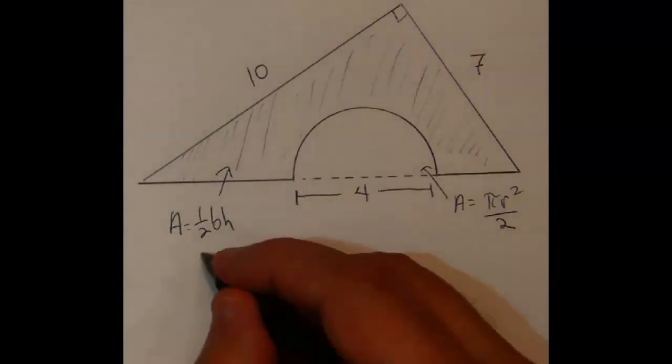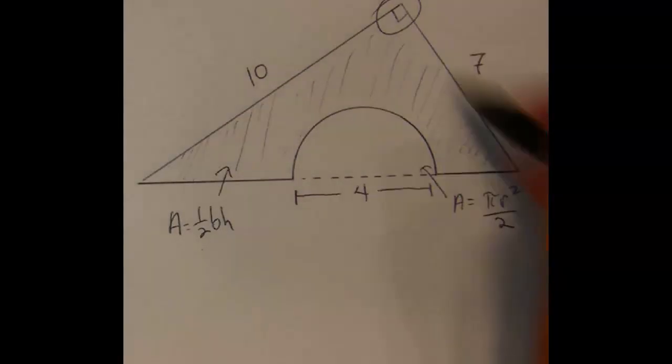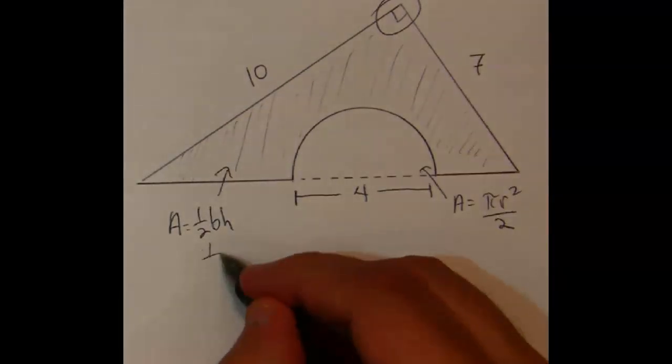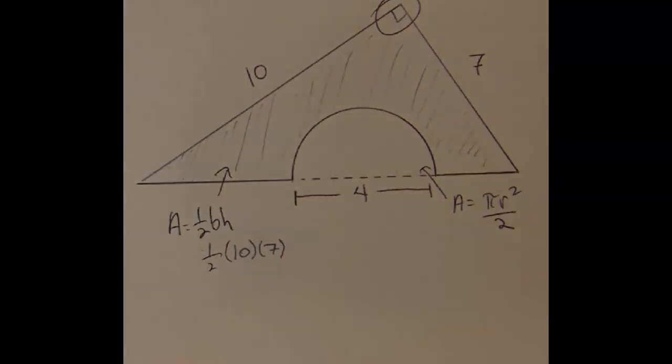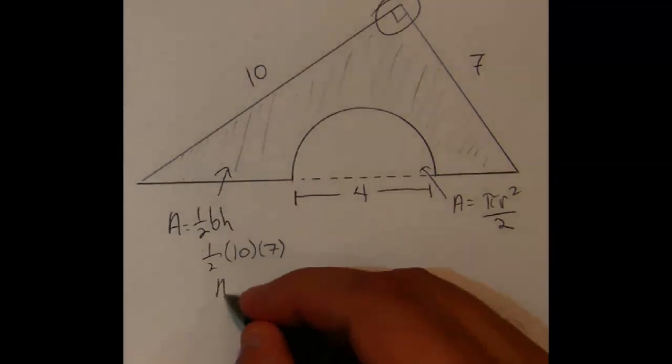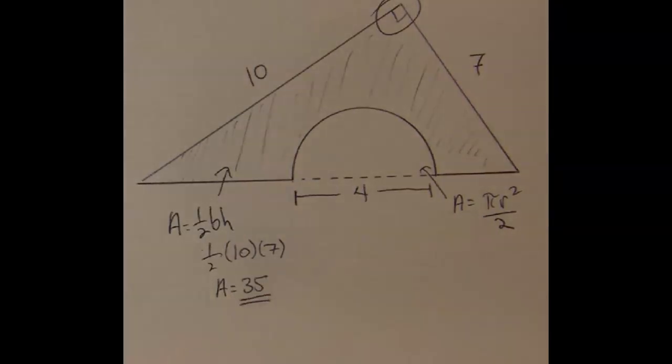Well, the triangle looks like it's going to be pretty simple because we have our right angle. So that's going to be our base and height. So I have 1/2 times 10 times 7. Okay, 10 times 7 is 70. 70 divided by 2, so you get an area of 35. This is going to be the area of our triangle.